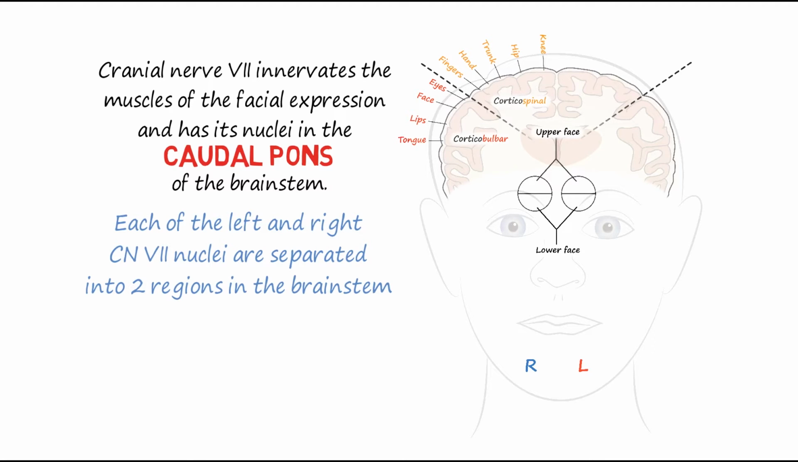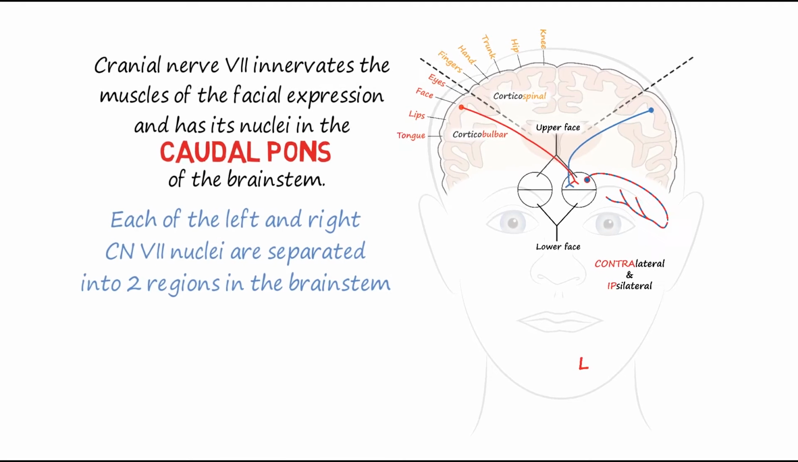The portion of the cranial nerve 7 nuclei that serves the upper portion of the face, just below the eye up to the forehead, receives both contralateral and ipsilateral innervation from the cortex. That is to say that the left upper face receives innervation from the right and left motor cortices.